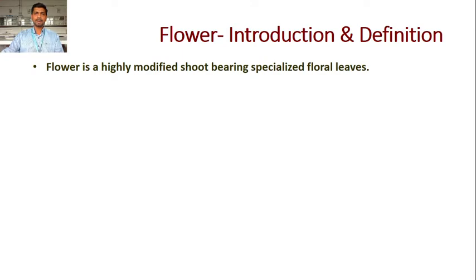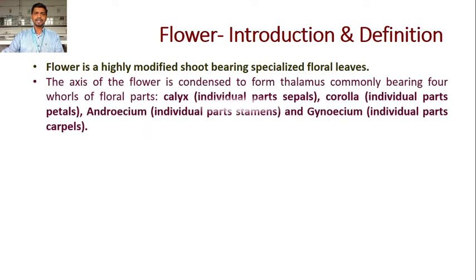These are the floral parts of the flower. The axis of the flower is condensed to form the thalamus, commonly bearing 4 whorls of the floral parts. So the tip or the apex of the flower bears the thalamus, on which the 4 different floral parts are arranged. These are called calyx, corolla, androecium and gynoecium. So the axis of the flower is condensed to form the thalamus, commonly bearing 4 whorls of the floral parts.